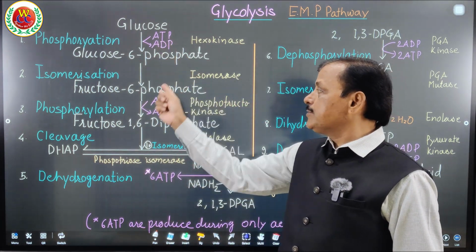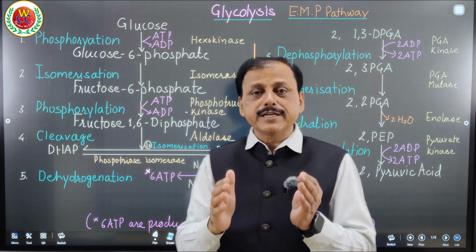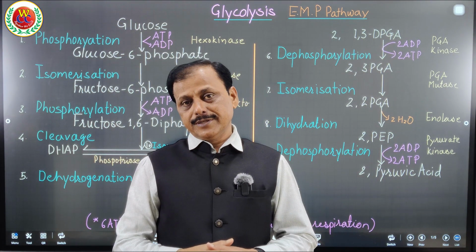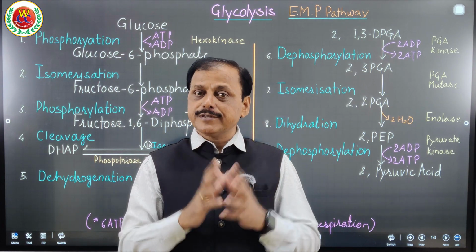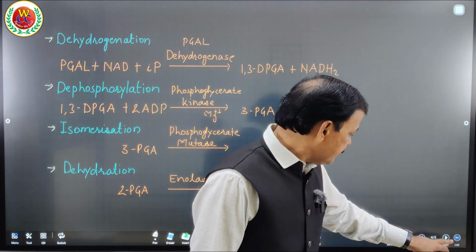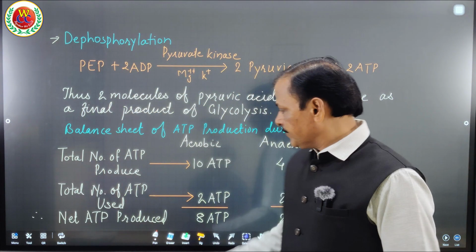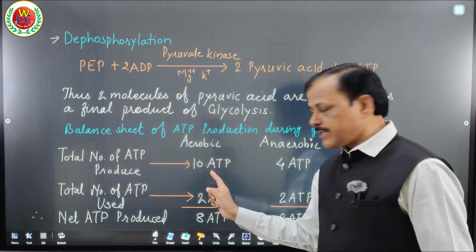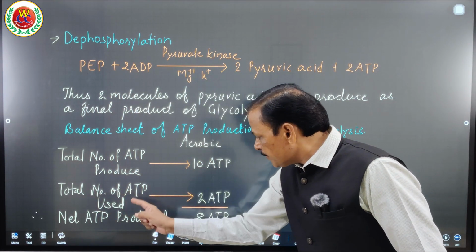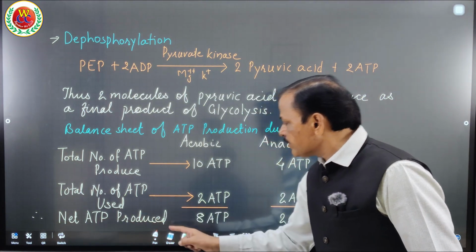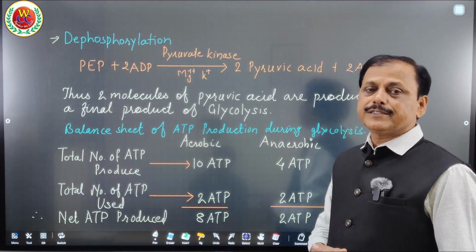And how many ATPs are used? 2. So out of 10, 2 are used, so the net produced is 8 ATP if it is aerobic, and that is what is shown on the last page. Let's see. See here, if it is aerobic, the total number of ATP produced is 10 and the total number of ATP used is 2 ATP. So 10 minus 2, 8 ATP. So the net production of ATP during aerobic is 8 ATP.